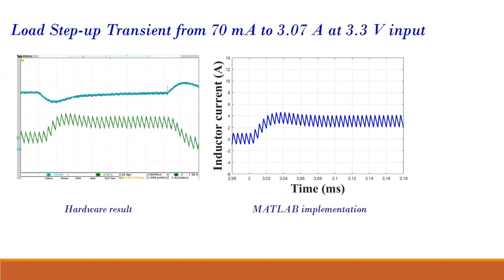This is for a load step up and step down. This green one is my inductor current, and this is my output voltage. My load was increased like this. This is the way the load current will behave. It will be the average of the inductor current.